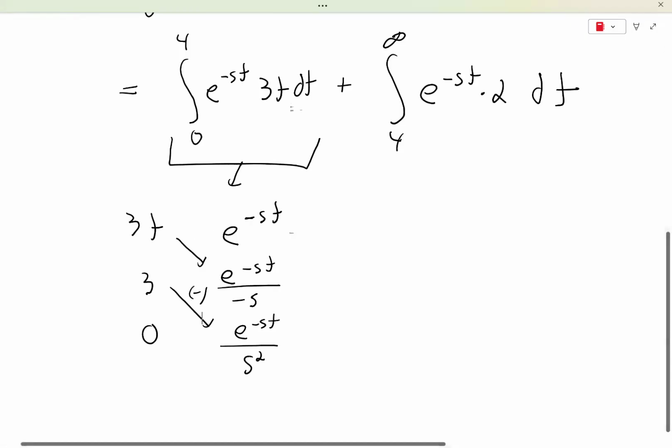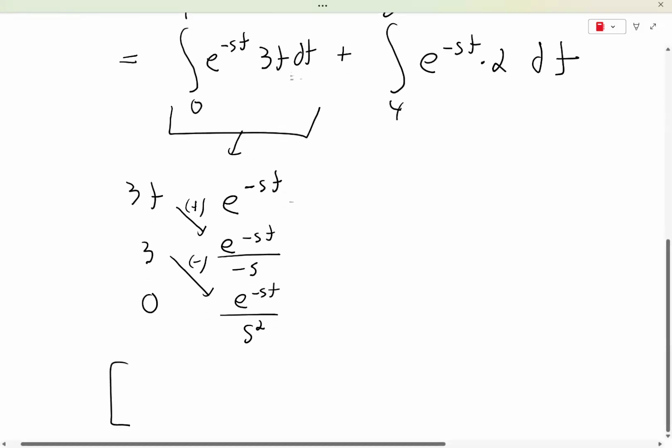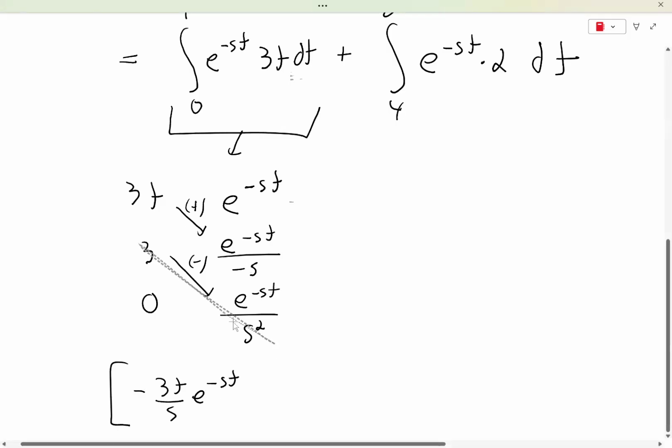It's a bit of a slog. So then you can do the bracket for that. That would be negative 3t over s, e to the negative st. When you multiply these, you get a negative there. And this will be a minus as well.